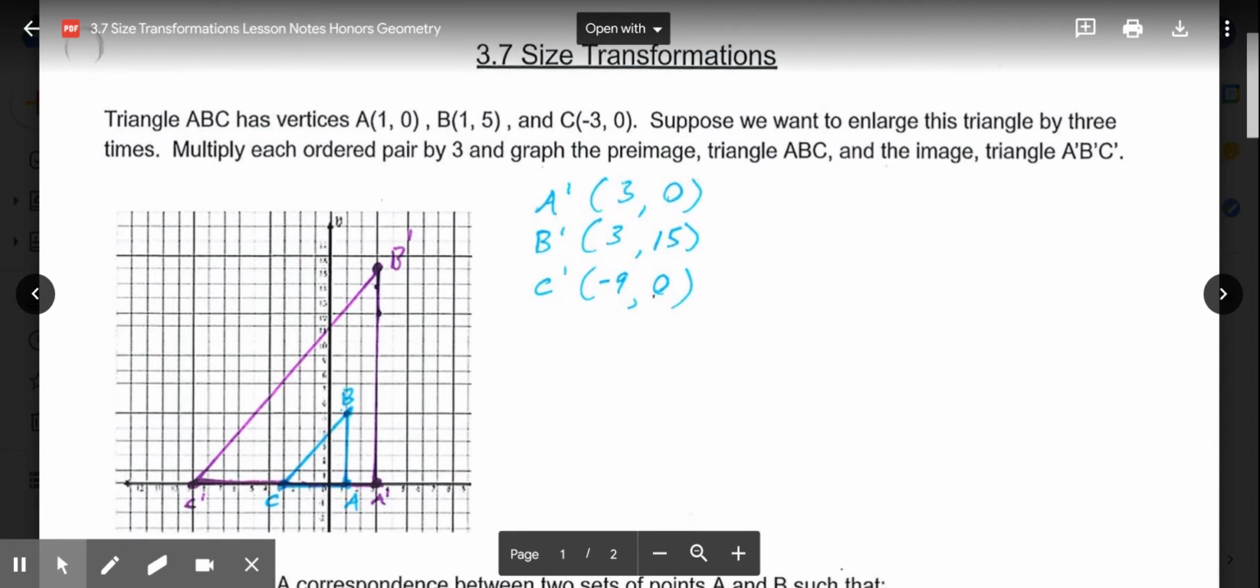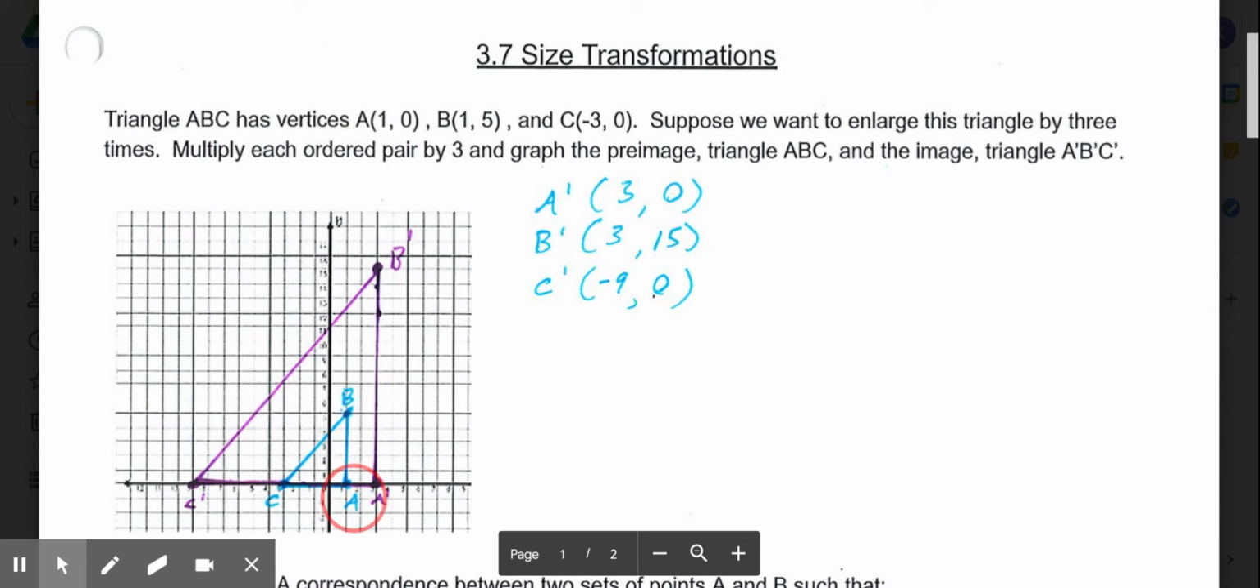So our first example, triangle ABC has the vertices A at (1, 0), B at (1, 5), and C at (-3, 0). So the first thing you want to do is graph that original triangle ABC. So (1, 0), (1, 5), (-3, 0), connect your points, and you have triangle ABC. Then it says, suppose we want to enlarge the triangle by 3 times. So enlarge meaning getting larger, 3 times.